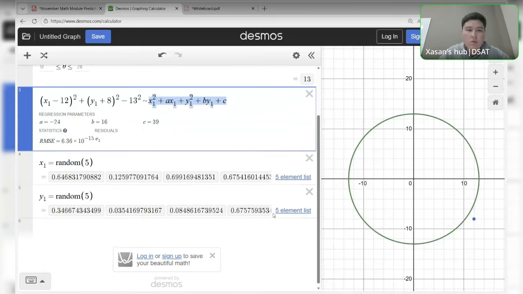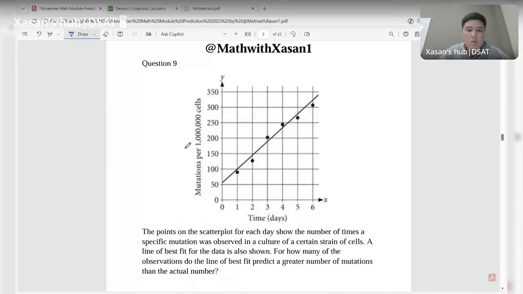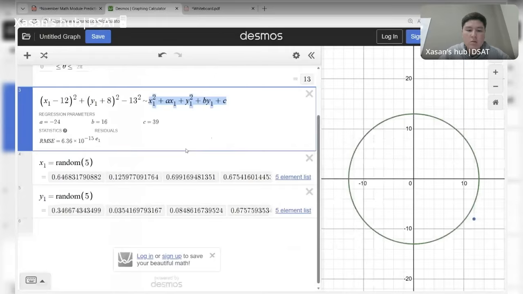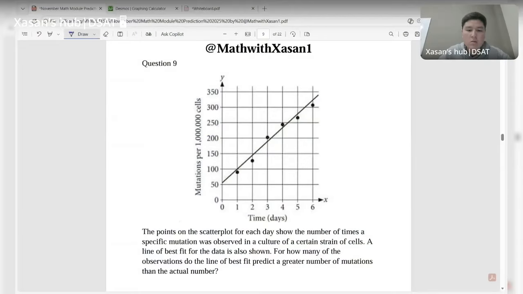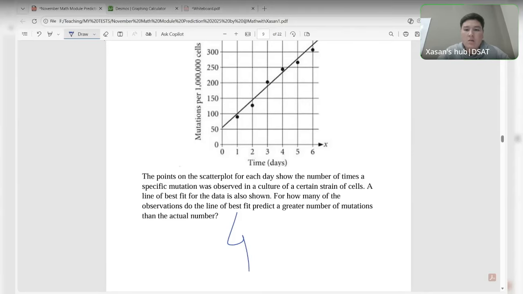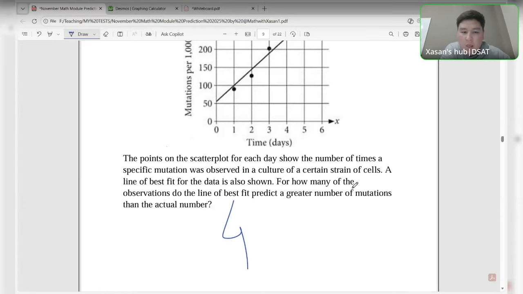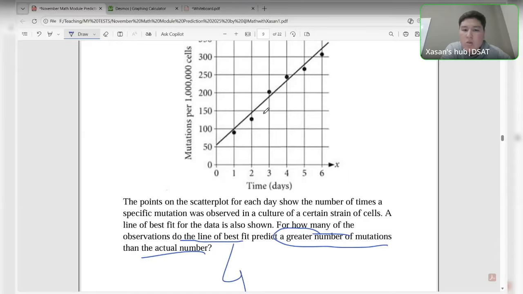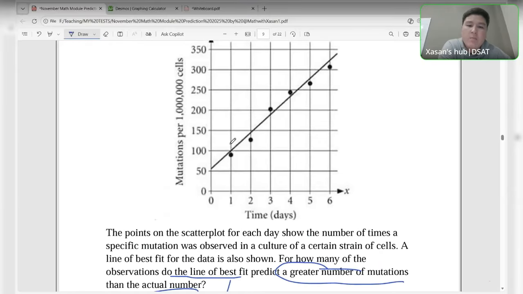And I have to show question 9 now. So yep, the answer is of course 4 here. So why? Just understand the question well. For how many of the observations does the line of best fit predict a greater number of mutations than the actual number? So guys, here dots are the actual number and the line of best fit is the predicted.